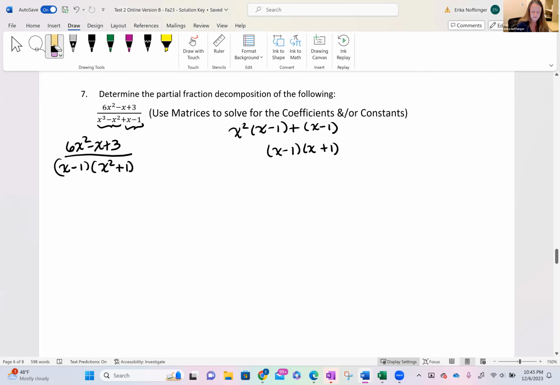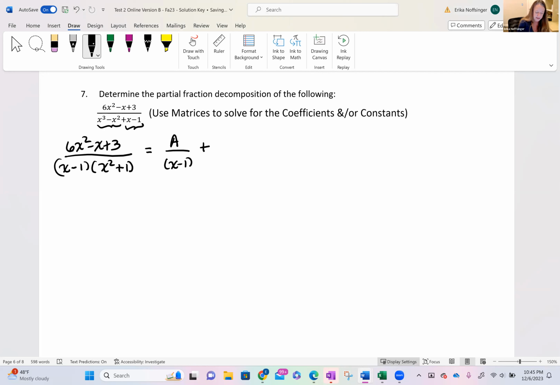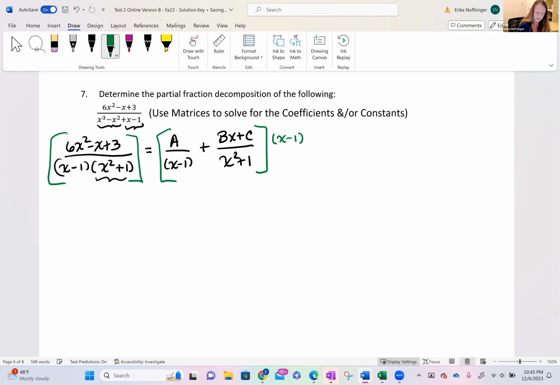Now when we rewrite this for partial fraction decomposition, it depends on if we have linear factors and or quadratic factors and how we're going to write it. And if that linear factor or quadratic factor is repeating. They're not repeating, so we have A all over x minus 1 plus, this is quadratic, and so we have bx plus c all over our quadratic irreducible x squared plus 1. So now looking at this, we can clear our fractions by multiplying both sides by our LCD, the least common denominator, which in this case is x minus 1 all times x squared plus 1.